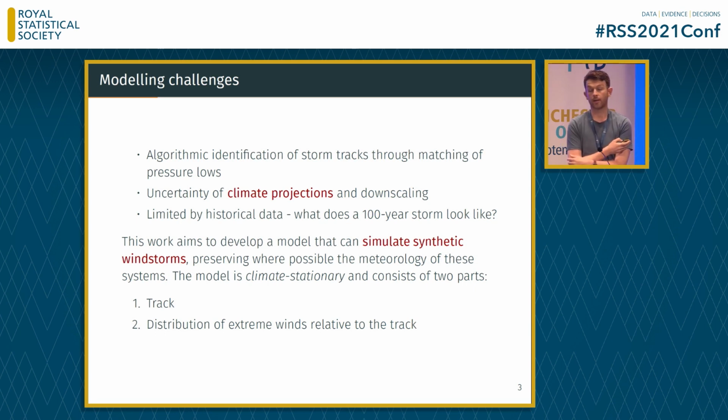And there's been quite a lot of work, particularly at the University of Reading, that's gone into algorithmic identification of these systems. That's typically done through some sort of matching of pressure lows across space-time. On the other hand, if we want to do an assessment of these systems over future climate, for example, we need to be able to run climate models. And if we want to look at potentially more localized distributions of assets, we need to be able to downscale these coarse resolution climate data sets, which is a challenge in itself.